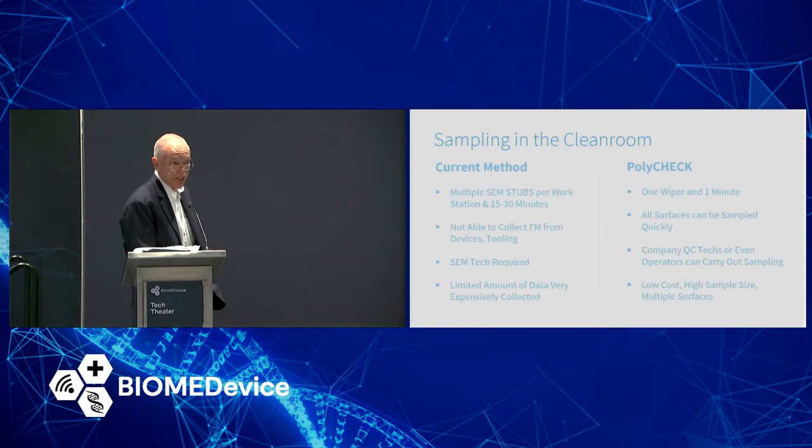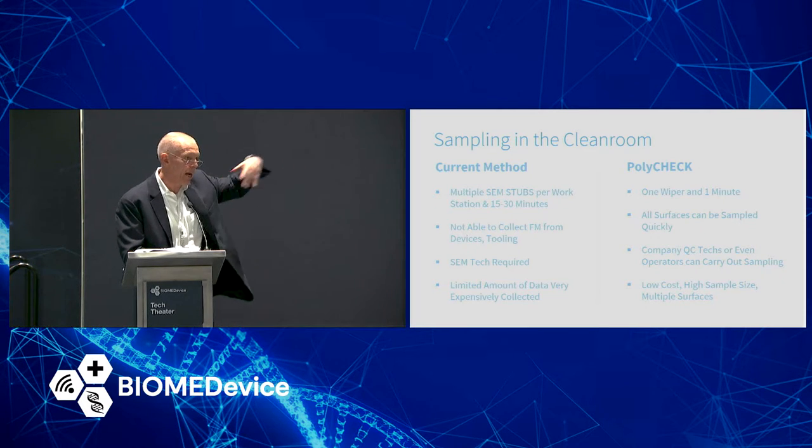The SEM stubs themselves are $150 a piece, so the costs add up very quickly. And we're not able to collect FM from a lot of recessed areas. What we find is the reason FM comes and goes, we've all been there, everything's running great, and then we have that week where we can't make a part. Every part is contaminated. Everybody's pulling their hair out trying to figure out what happened. Airborne counts are fine, everything's fine.